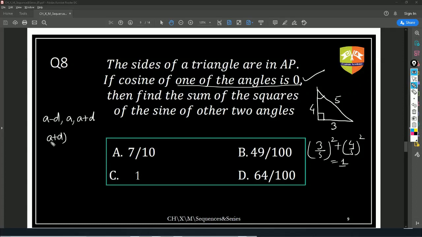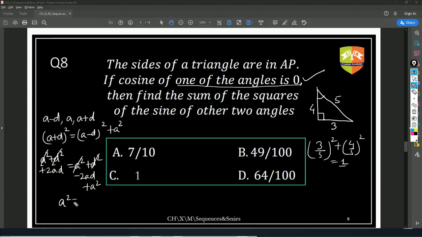A plus D will be the highest, so this is the hypotenuse: (A minus D) whole square plus A square, correct? So this is nothing but A square plus D square, okay? A square plus D square plus 2AD is equal to A square plus D square minus 2AD plus A square. So this A square and this A square will go, this D square and this D square will go. So what do I get? I get A square is equal to 4AD. That means A and A will go, so A is equal to 4D.